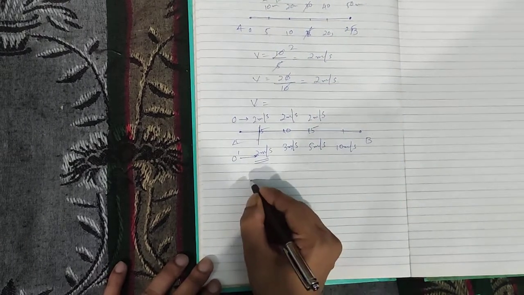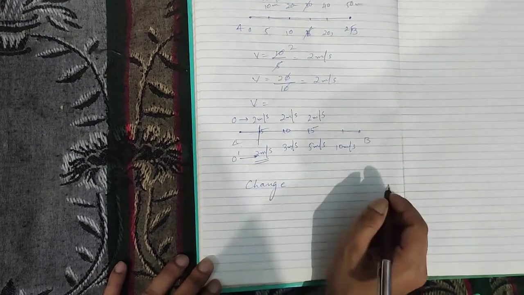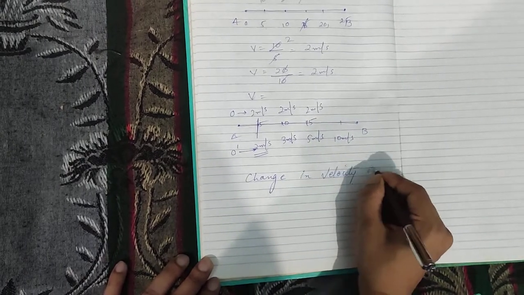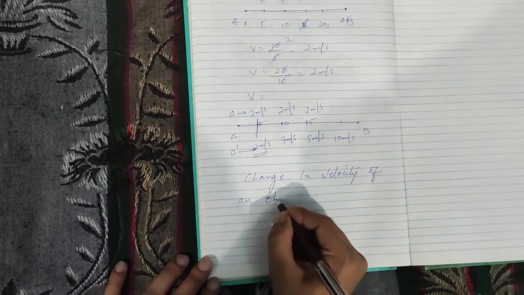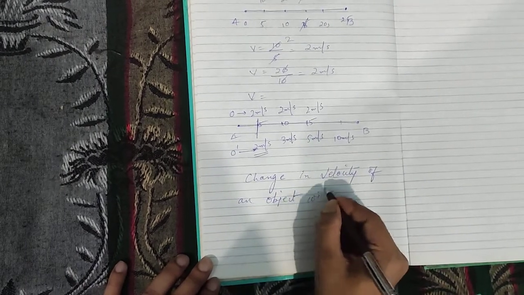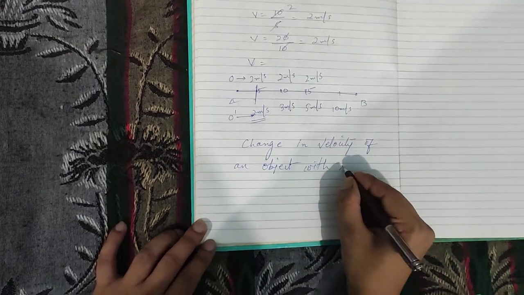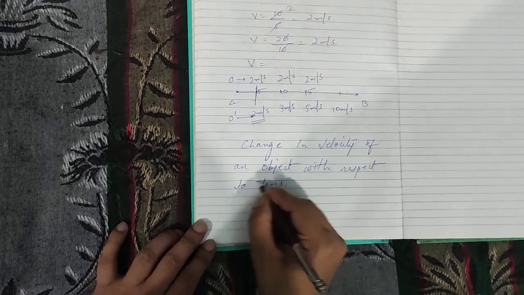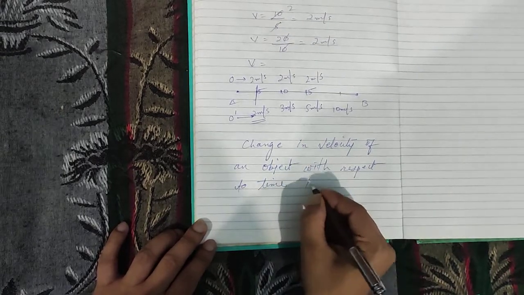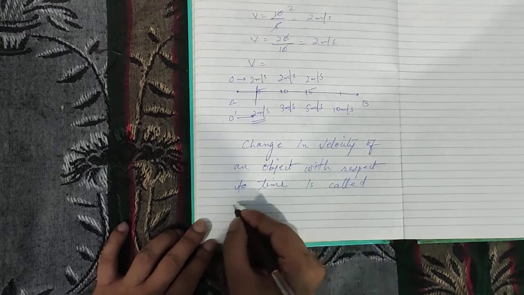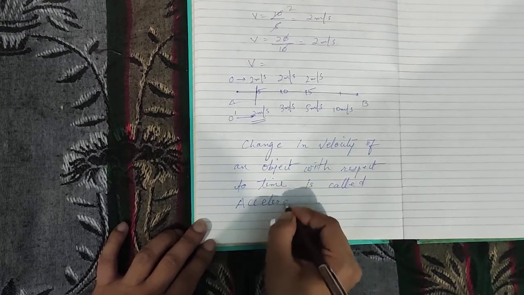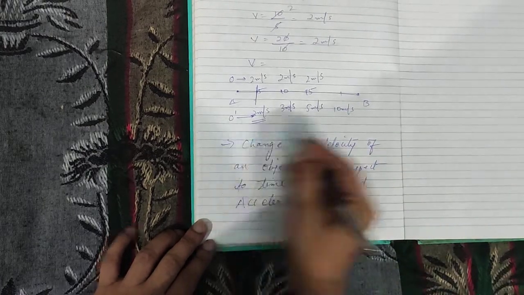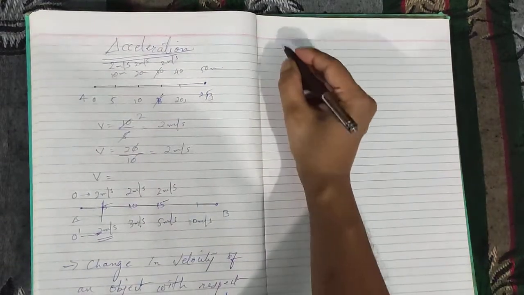So the object's velocity is increasing, and this physical quantity, when the velocity changes with respect to time, is called acceleration. We can write it in the form of a definition: change in velocity of an object with respect to time is called acceleration. It can also be written as rate of change of velocity.